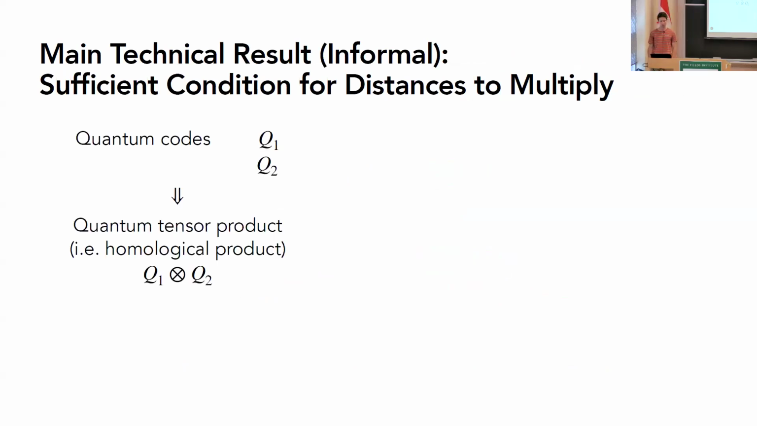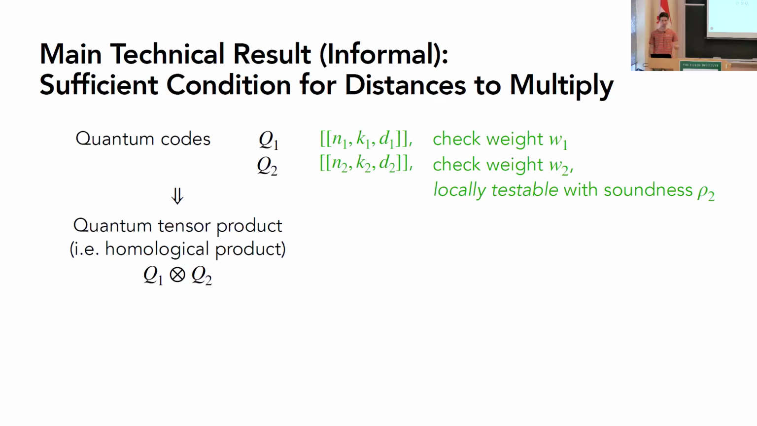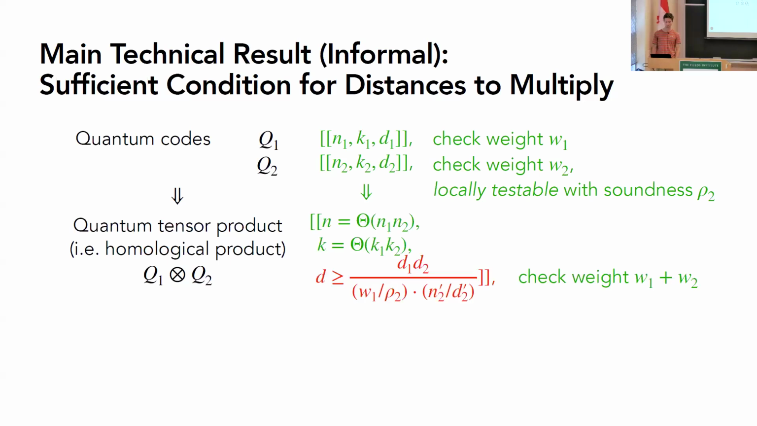Great. So I'll now state our main technical result, which is the sufficient condition for these distances to multiply. If we have two quantum codes, Q1 and Q2, we consider the product. We assume that Q1 has check weight w1, and we assume that Q2 is locally testable with soundness ρ2. I haven't defined soundness here, but just think of ρ2 as maybe a constant. So this is like a good locally testable code. Kind of a random check is highly indicative of how large the error is.